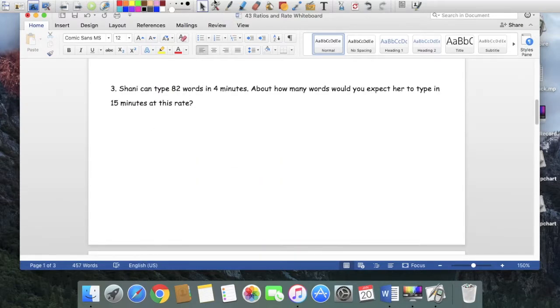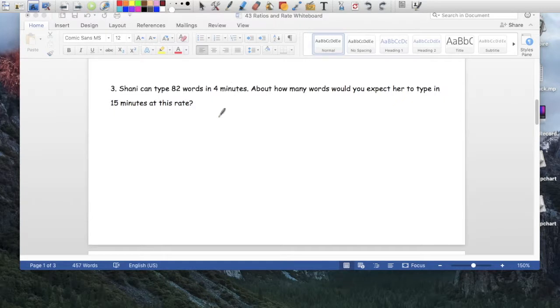3. Shani can type 82 words in 4 minutes. How many words can she type in 15 minutes? Well, I'm going to go like this. 82 words, and again, this minutes. I'm going to use the unit rate to help me out here. And I want to know, and I'll just write this a little bit further out, 15 minutes. How many words can she type in 15 minutes?